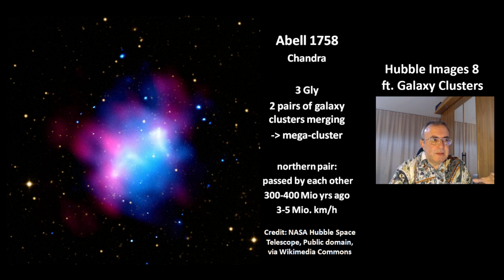And the northern pair, clusters in the northern pair already passed by each other about 300 to 400 million years ago, and they have a speed of 3 to 5 million kilometers per hour.